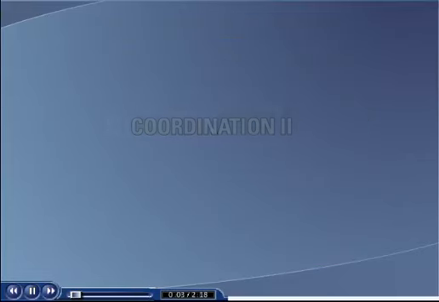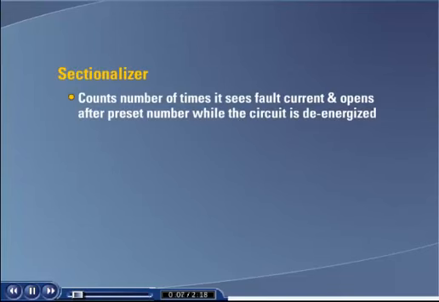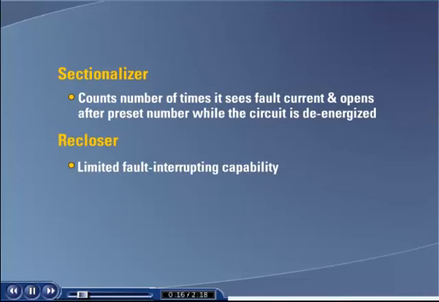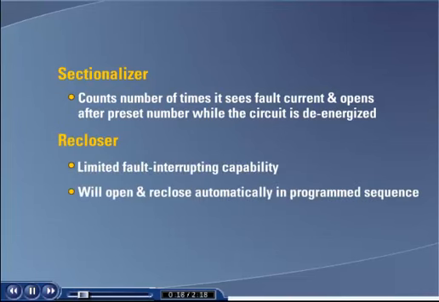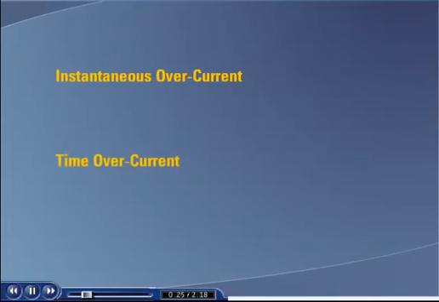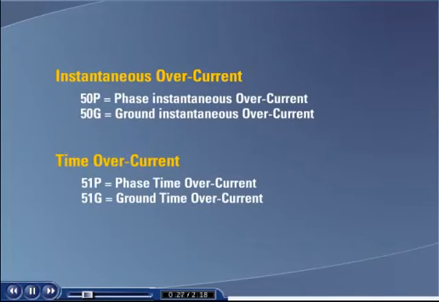A sectionalizer cannot interrupt fault current, but works as follows. It counts the number of times it sees fault current and opens after a preset number while the circuit is de-energized. Reclosers, on the other hand, have limited fault interrupting capability. If a fault is seen that the recloser can handle, it will open and then reclose automatically in a programmed sequence. The instantaneous and time overcurrent elements, which are device numbers 50 and 51 respectively, are the most common overcurrent elements applied in this type of application to meet the needs of the protective scheme.